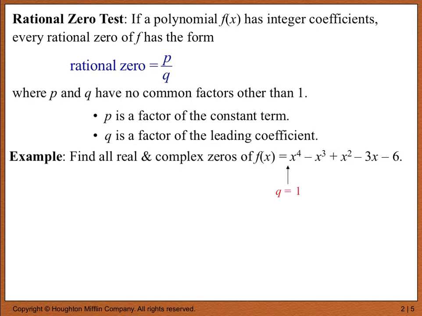Example: find all real and complex zeros of f of x equals x to the fourth minus x cubed plus x squared minus 3x minus 6. Now, you can probably recognize just by looking at this polynomial that finding the zeros is not so easy as the last example, because you can't just factor this thing. And that's why we have the rational zero test, because what the rational zero test allows us to do is to test certain possible zeros to see which numbers are actually zeros.